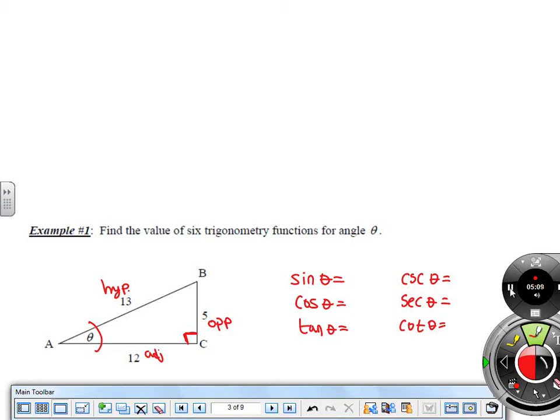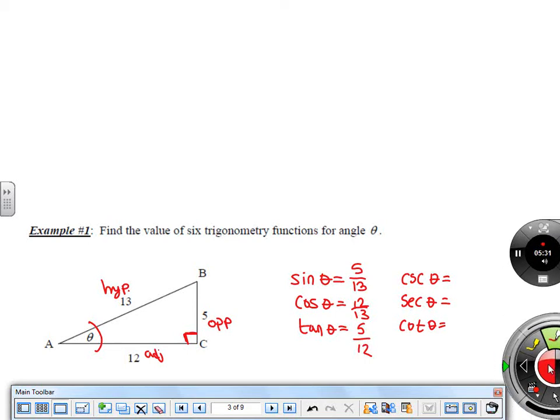All right, sine theta. Julia. Over 13. Cosine theta. Grant. Tangent theta. Matt. 5 over 12. And how am I going to find these other three functions? Yeah, good. Just take the reciprocal. So do you guys understand? You have to know which one goes with which, but do I have to memorize a new procedure for those? No. I just have to know which one's the reciprocal of which. Okay?